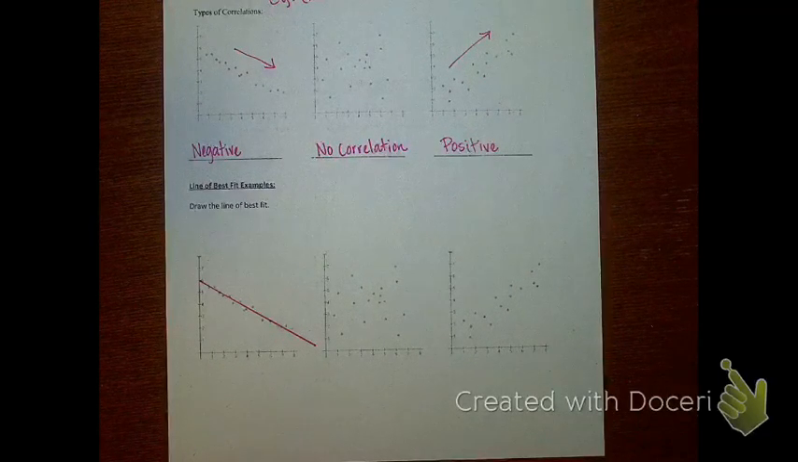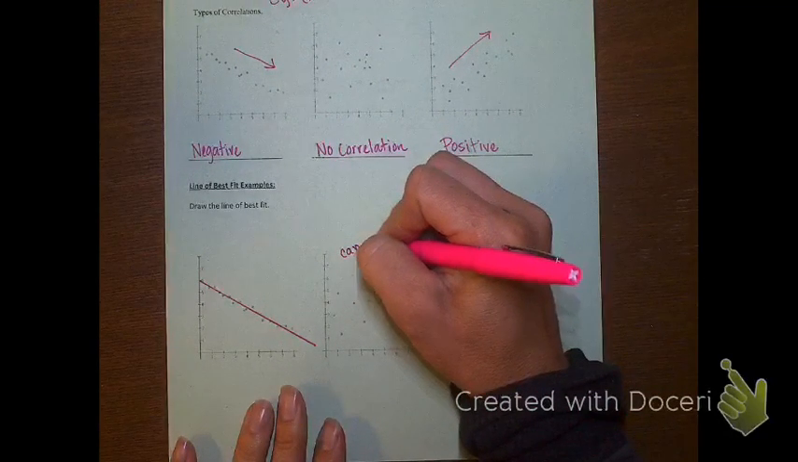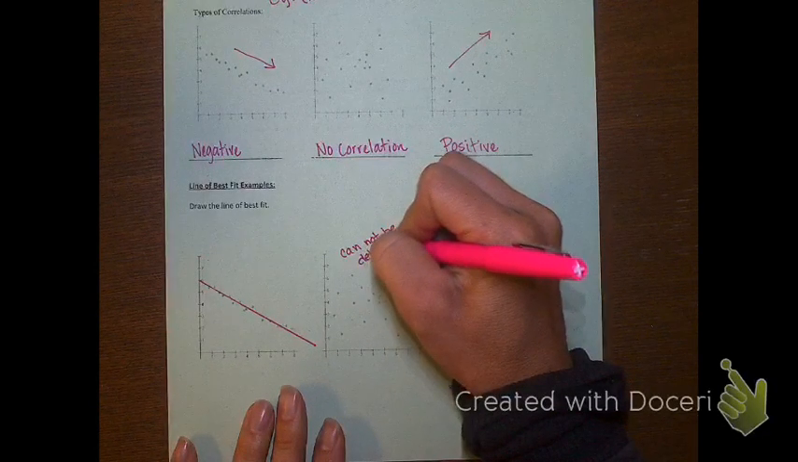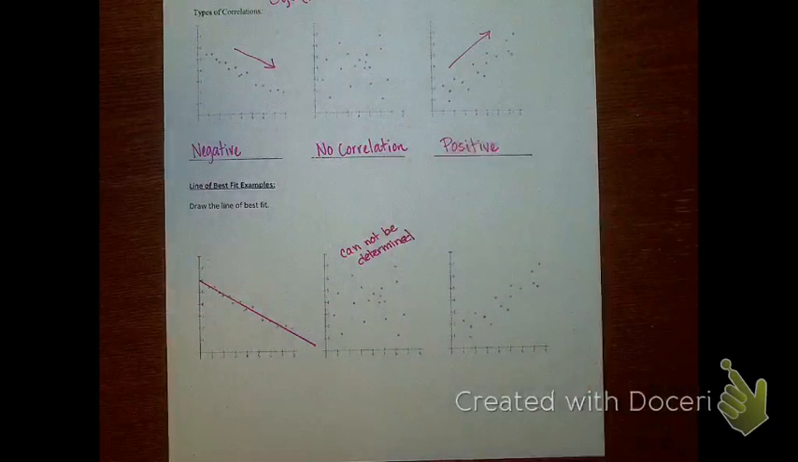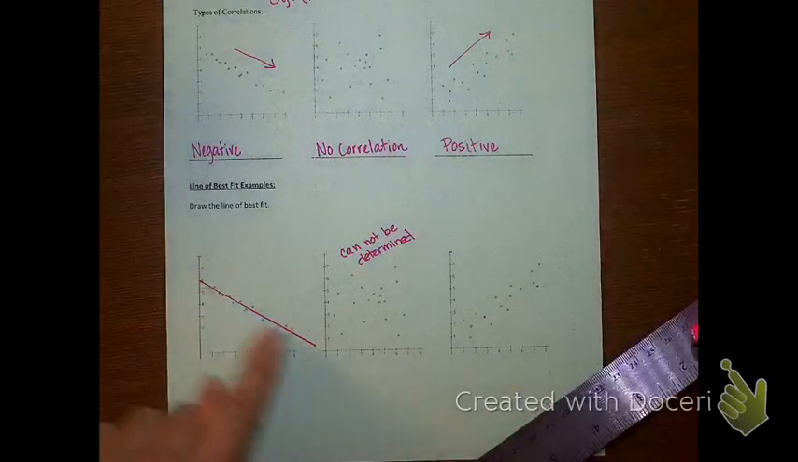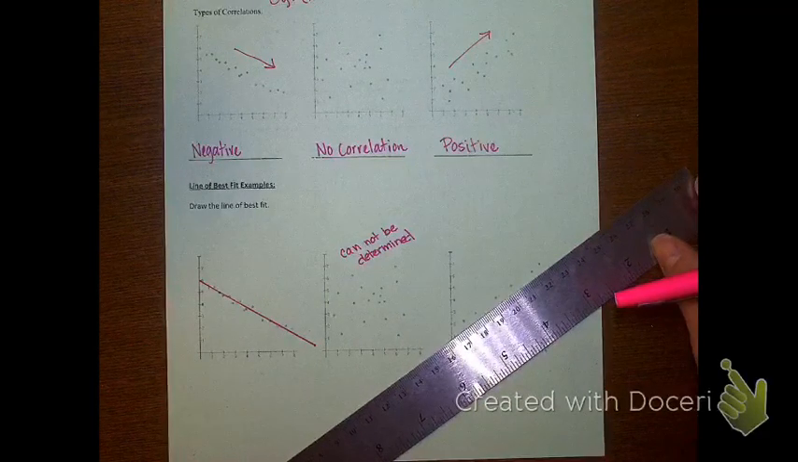Now, can you draw a line of best fit for the second one? No. So I'm just going to write on this one, cannot be determined, because is there any correlation here between the x and the y? No, there's no correlation, right? What about the last one? Could you possibly draw a line that would represent that data? I know it's not as nice as this one, but could I pick a line there that would make sense? Maybe something like that.